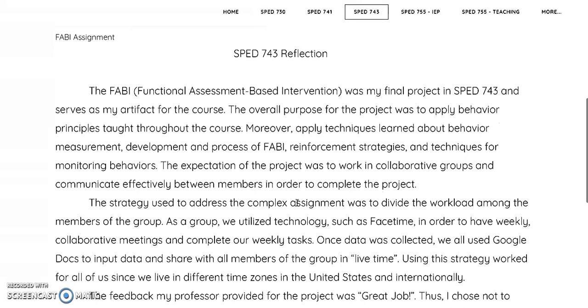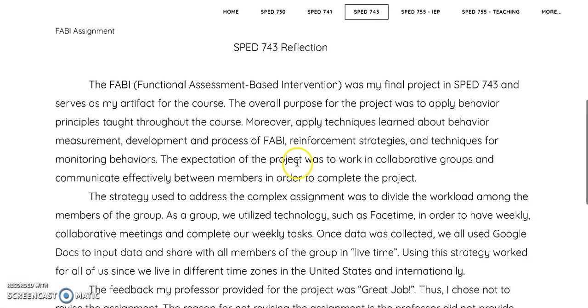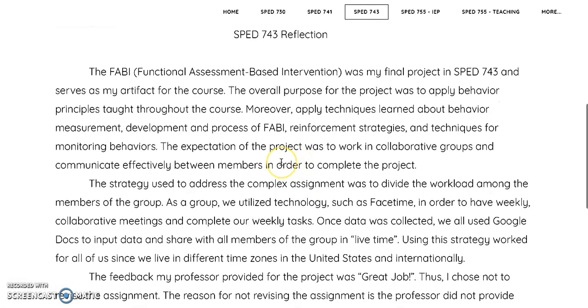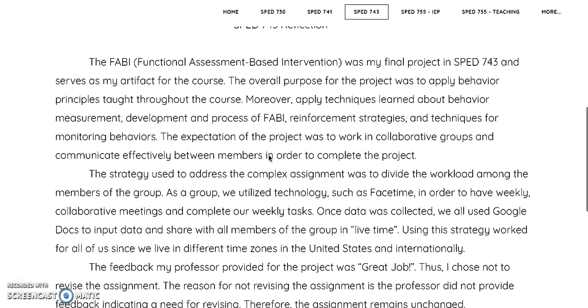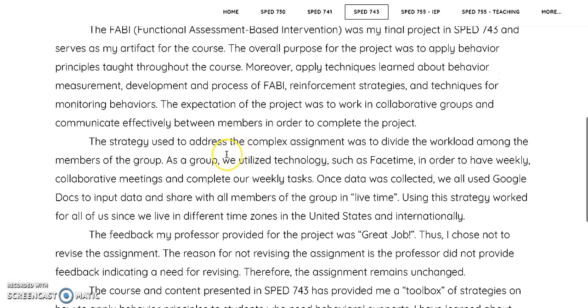The assignment provided me space to implement behavior principles, techniques, and strategies in order to create a complete FBA, or Functional Behavior Assessment, and BIP, or Behavior Intervention Plan, for students who need more supports in their behaviors. In this course and with this assignment, I gained a deep understanding of behavior principles, supports, and techniques that can be used in the classrooms and to help create a safer and more positive learning environment.